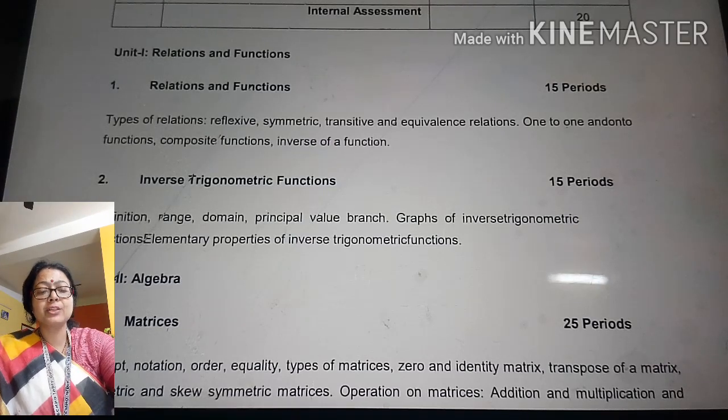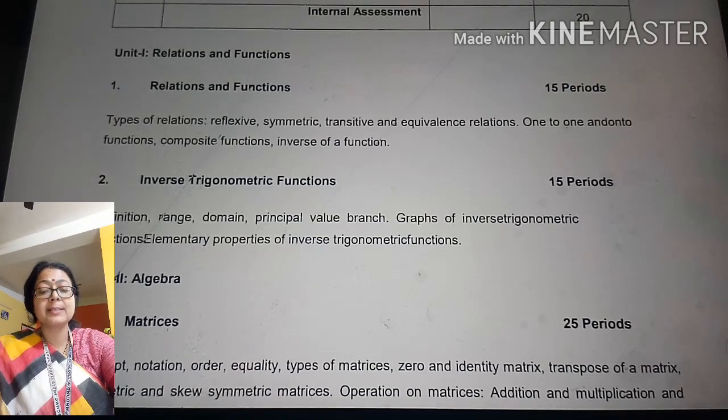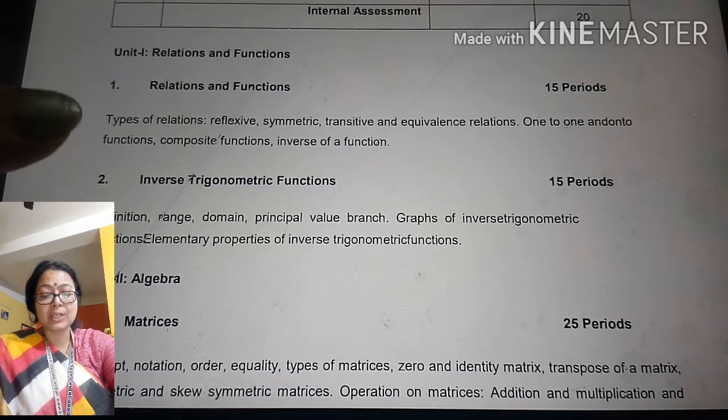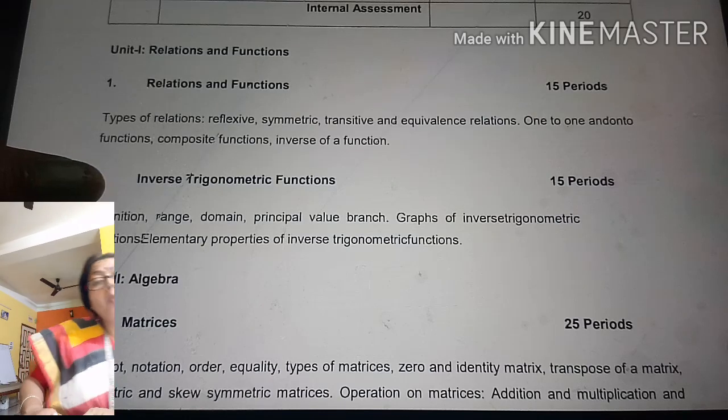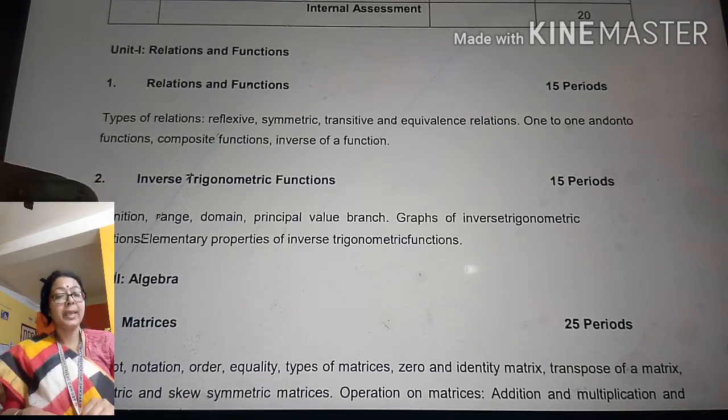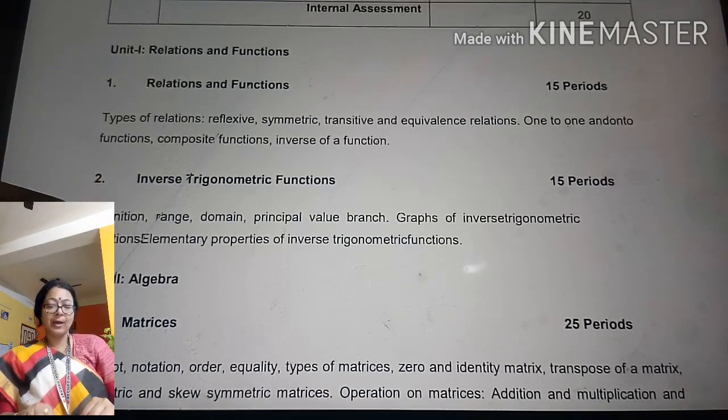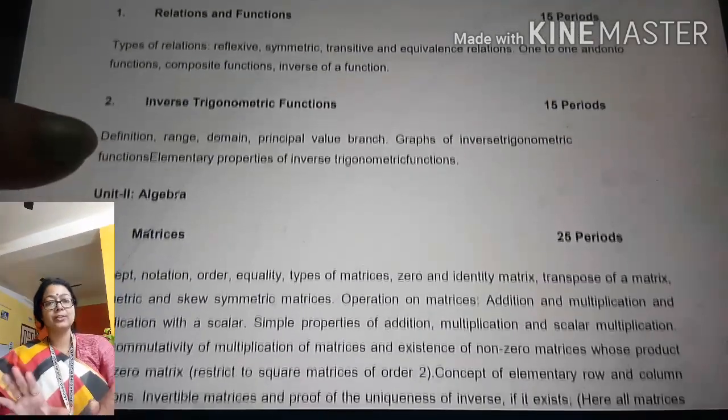In relations and functions, 15 periods are allotted. There you have to learn types of relations, that is reflexive, symmetric, transitive, equivalence relations, types of functions, one-one, onto, one-one onto, then many-one functions, composite functions, inverse of a function, these all.